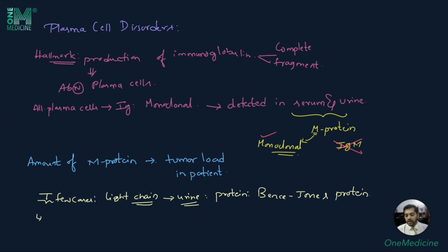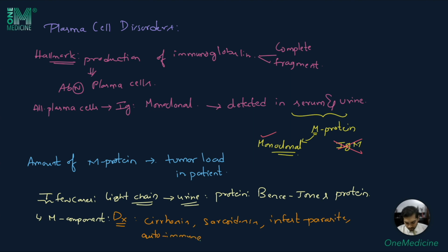There are a few conditions where M component can be seen apart from plasma cell disorders. So these form a differential when M band is detected. These include cirrhosis, sarcoidosis, parasitic infestations, autoimmune diseases, lymphoid tumors, and non-lymphoid cancers as well.